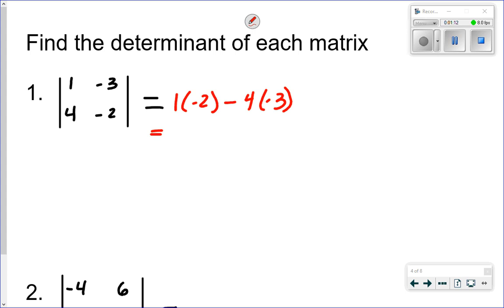Okay, so now we're going to go ahead and solve. 1 times -2 is -2. And I'm going to go ahead and take this negative sign with the 4. So -4 times -3 is +12. And then combine those like terms. -2 plus 12 is 10. So the determinant of the first matrix is 10.